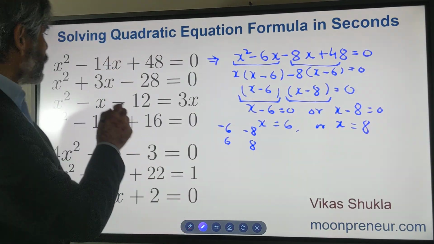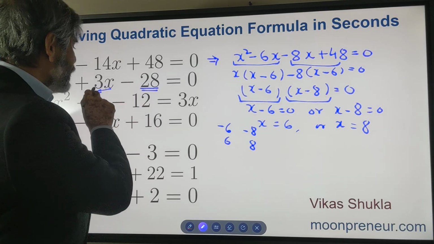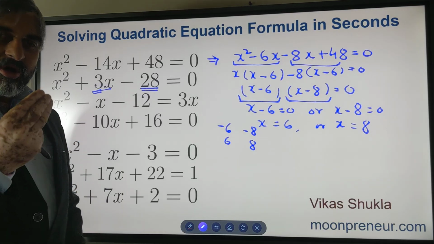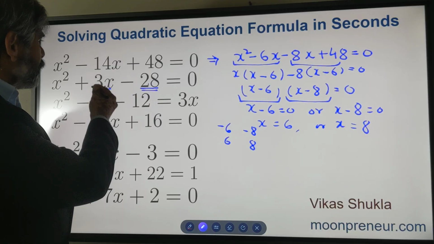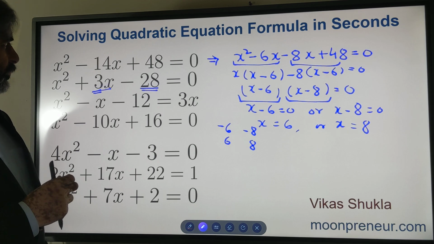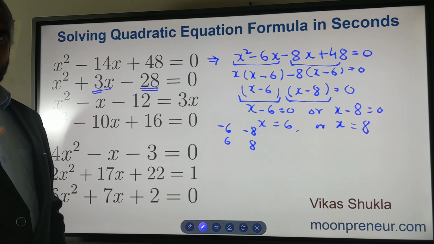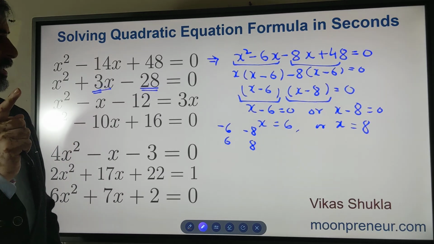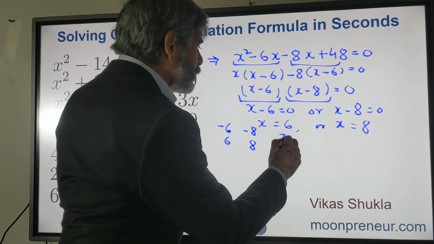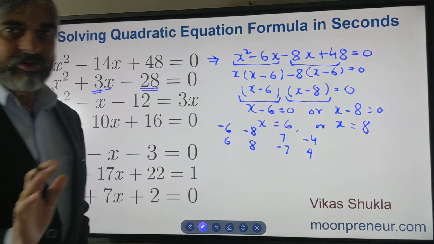Let's take a look at the next problem. This one has 3x and minus 28. Write 3 in terms of the sum or difference of two numbers whose product is minus 28. So it's going to be 7 and 4, plus 7 and minus 4. 7 into 4 is 28. So the numbers are plus 7 and minus 4, and then I reverse the signs. The solution is minus 7 and 4.